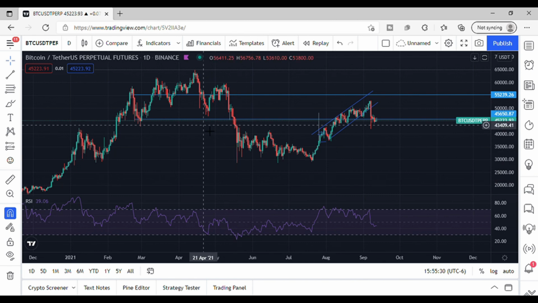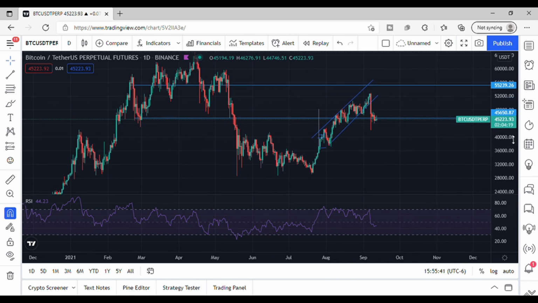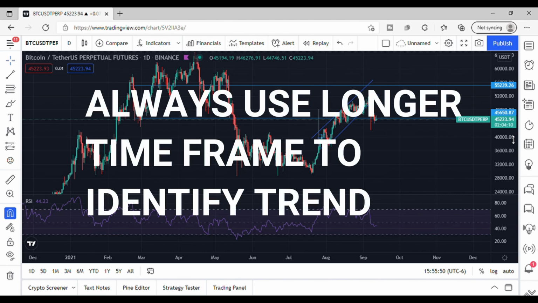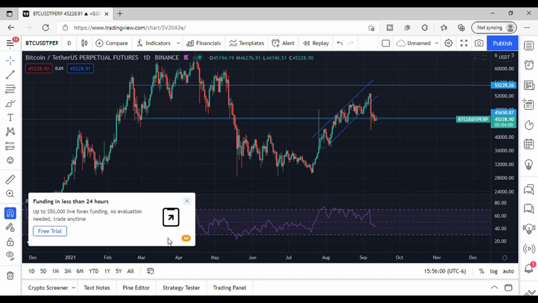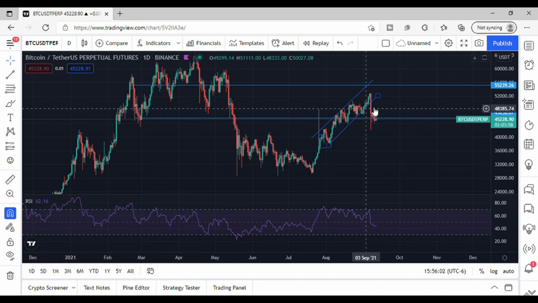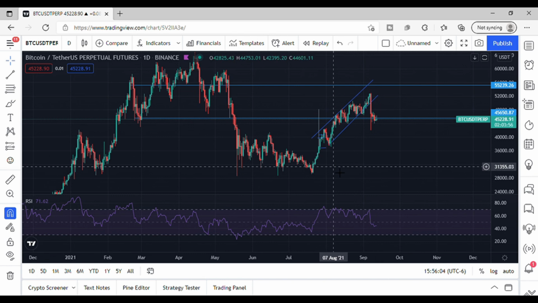That is basically it. Now that you understand how to identify a downtrend, I just want you to keep this in mind: when you are trying to identify a trend, always use the longer time frame because it is more reliable. Now that you understand that, how can this knowledge help you to become a better, profitable trader? This is how.